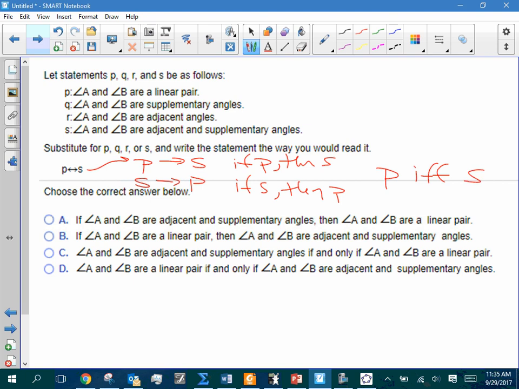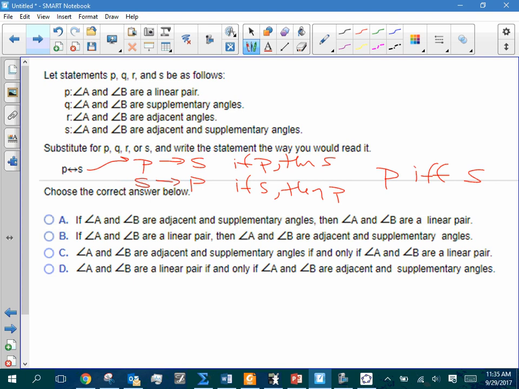Okay. So P and S here, P is angle A and B are a linear pair. S is angle A and angle B are adjacent and supplementary angles. Okay. We will go P, if and only if S. So I'm looking for A and B are a linear pair. A and B, not there. A and B are a linear pair.